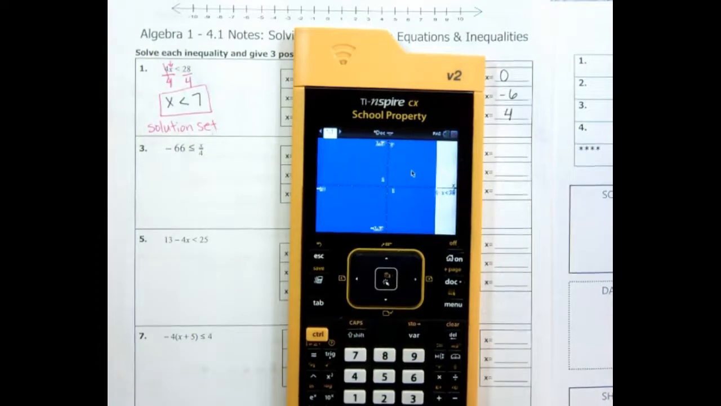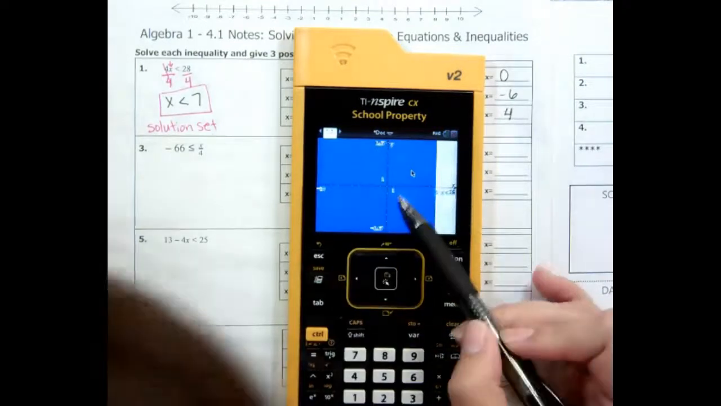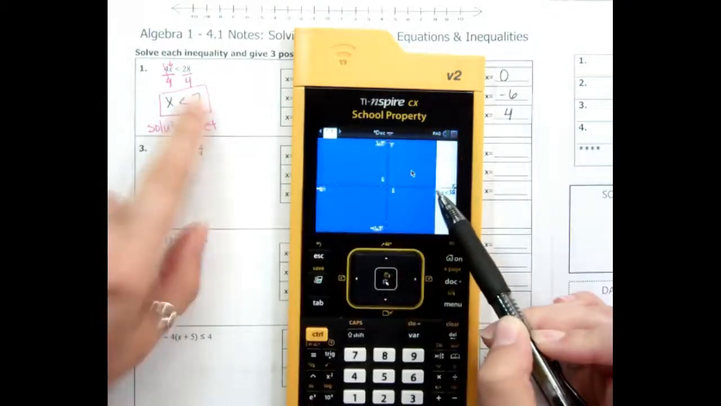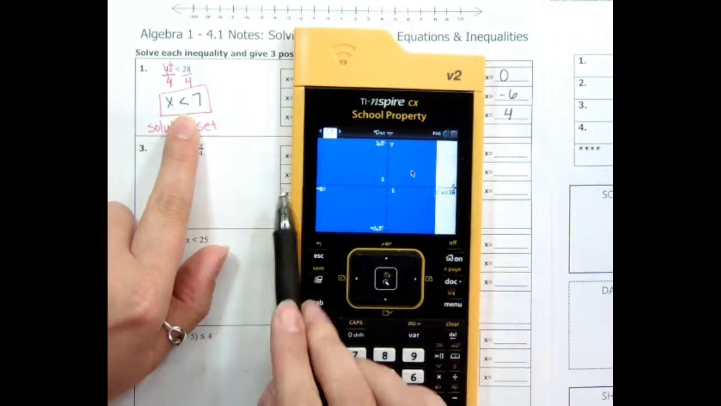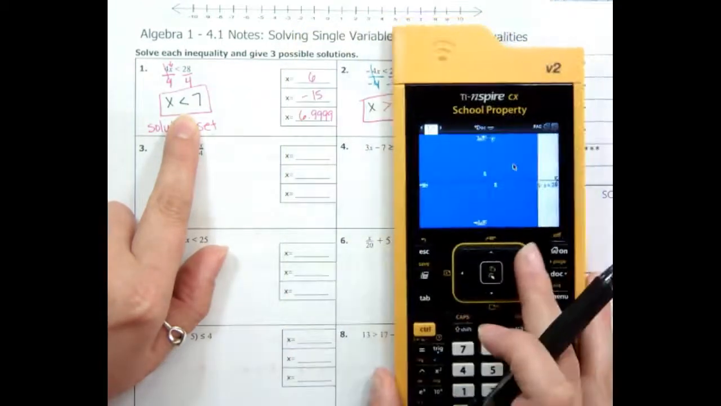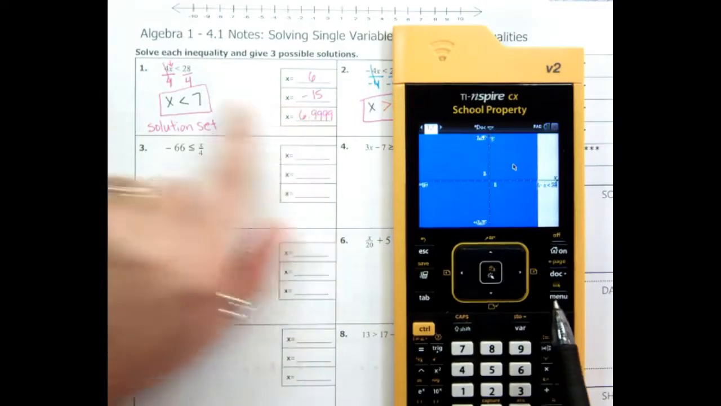And this is what I see. So on my x-axis, I can actually count 1, 2, 3, 4, 5, 6, 7, and see that it hits at 7, and everything is shaded to the left, or all the numbers that are smaller than 7. X is less than 7. Okay? So, for instance, is 6 less than 7? Yeah. Is negative 15 less than 7? Yeah.